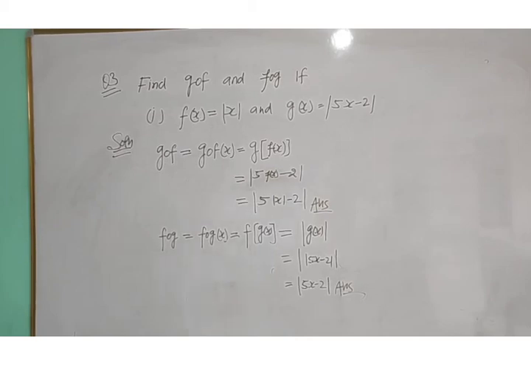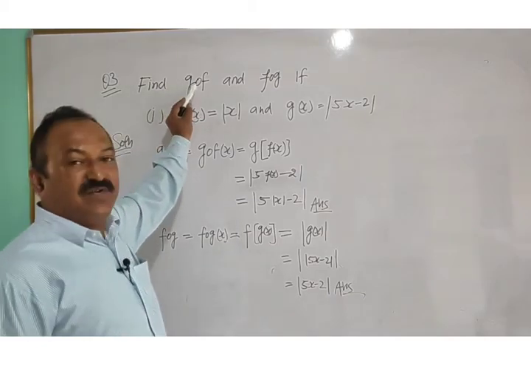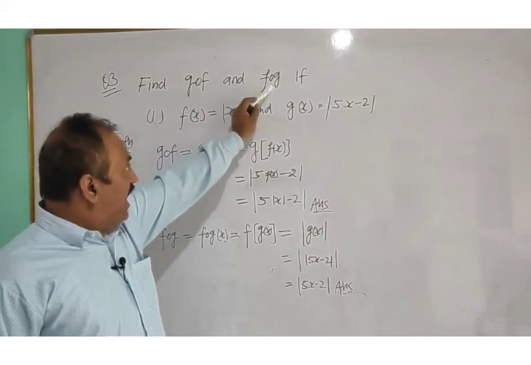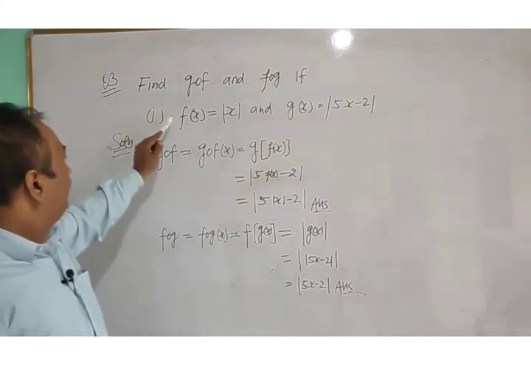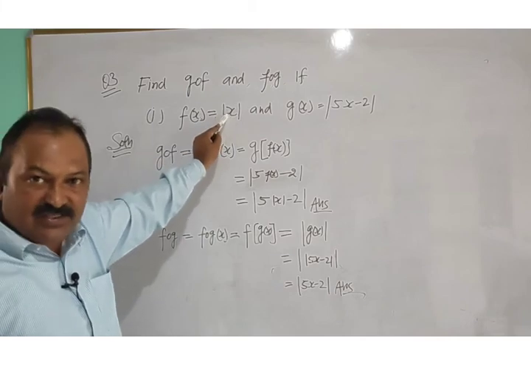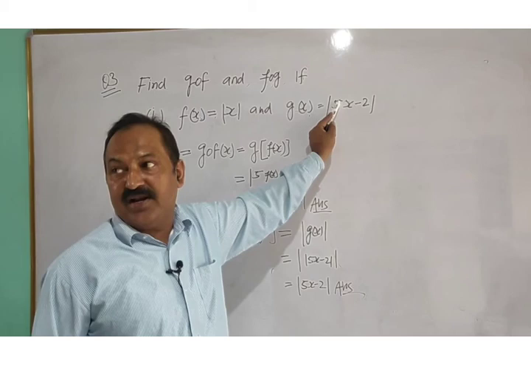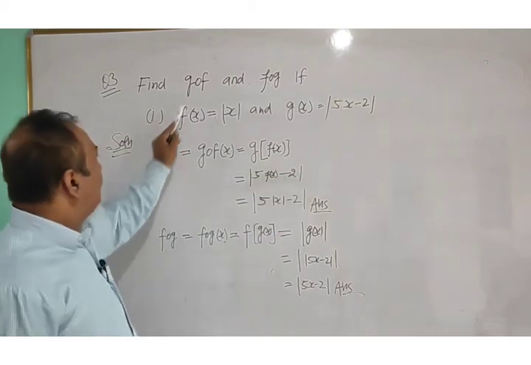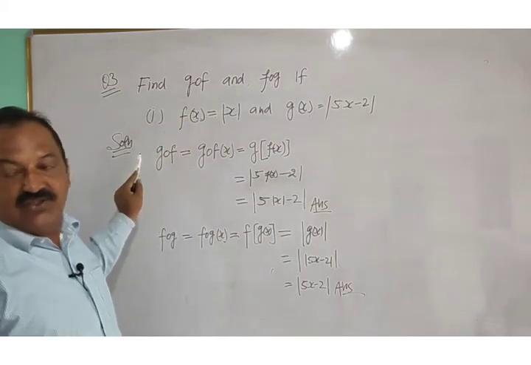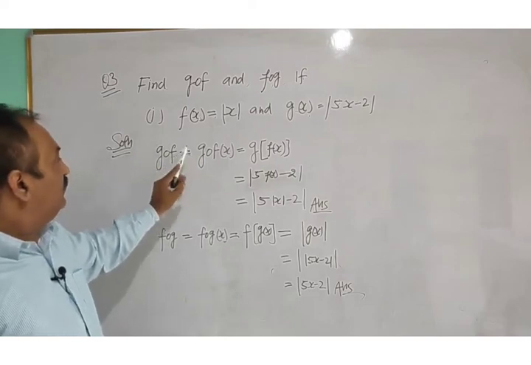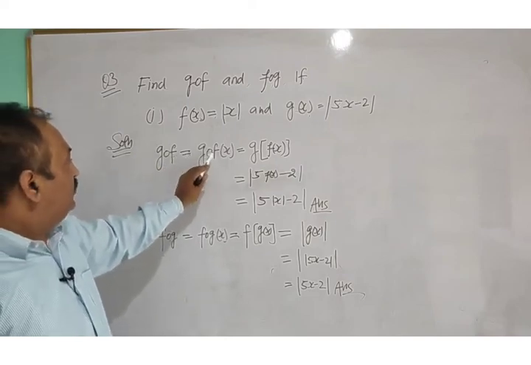Now let us discuss the application of the composite functions. Exercise 1.3, question number 3, part 1. Find composite functions gof and fog if f(x) is equal to modulus of x and g(x) is equal to modulus of (5x minus 2). So first of all, let us find gof. gof is equal to gof(x).